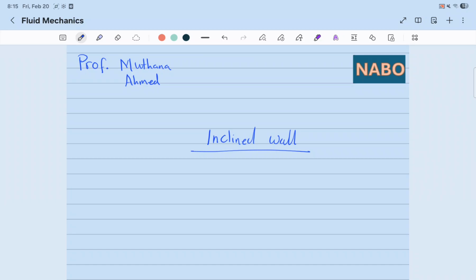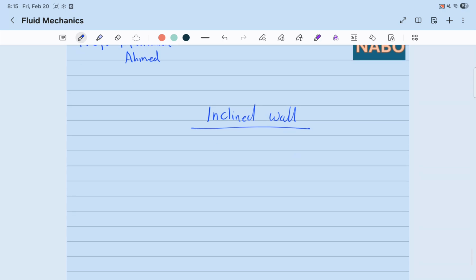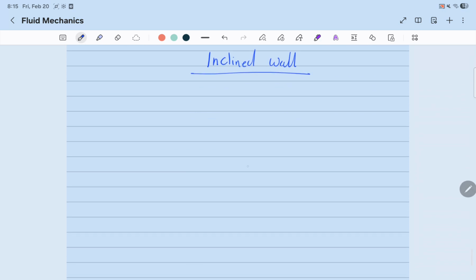Hello everyone, in this class we're going to continue with chapter 4, forces that are due to static fluid. But in today's class, instead of a vertical wall, we'll look at an inclined wall, which is used in many cases, especially in dams. They use an inclined wall rather than a vertical wall because, first of all, the geometry has a wider base than a vertical wall, and second is the inclination.